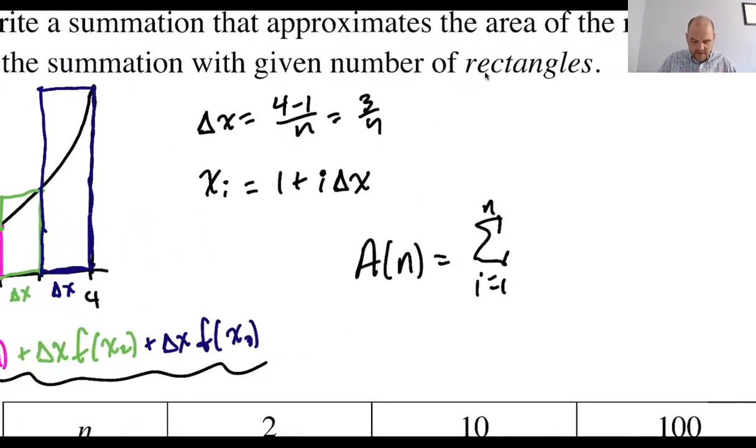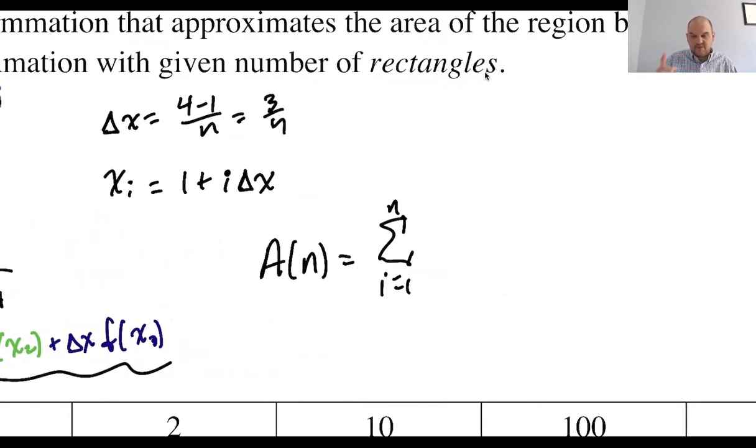So it's just the base, which is delta x. I'm going to write that last, actually, times the height. The height is f of x sub i. So f of x sub i, and delta x. In general, you want to get used to putting delta x at the very end because that's a big thing that you have to deal with.